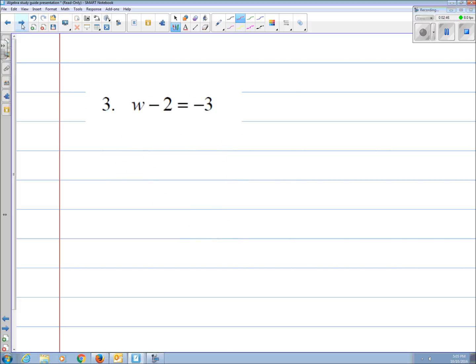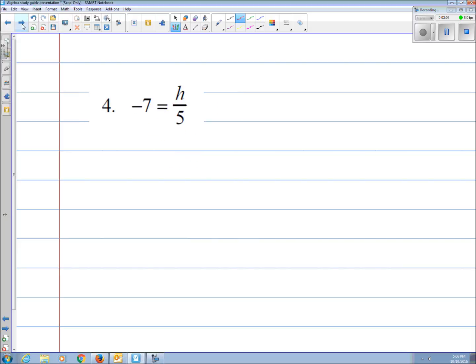For number 3, we got w minus 2 is equal to negative 3. This is a one-step equation. We simply add 2 to both sides. So that's w is equal to negative 3 plus 2 is negative 1. And that's our solution.